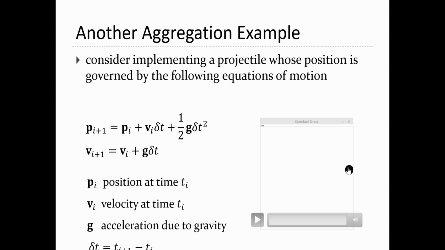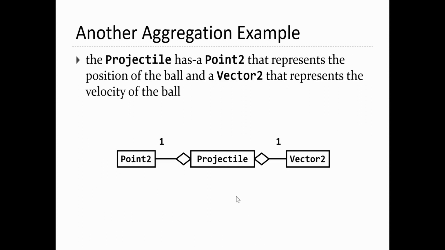Now, that ball, or projectile, I think I'm calling it, you can get the location of that projectile. If you use aggregation, then the projectile is made up of one point object. That's its location. And it's made up of one vector object. That's its velocity. So we don't care about the velocity in this example, but we do care about the position.